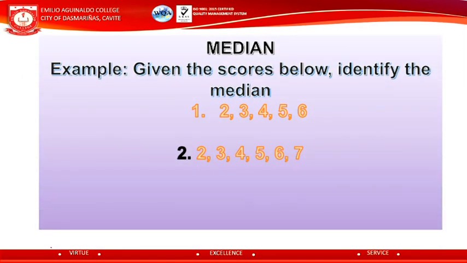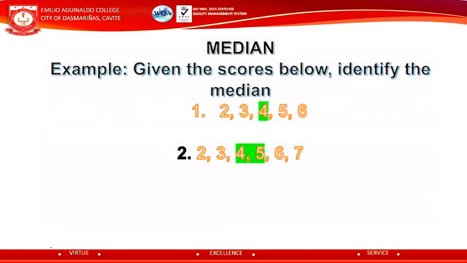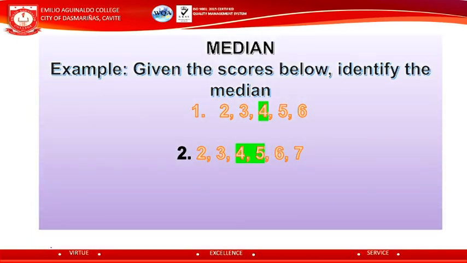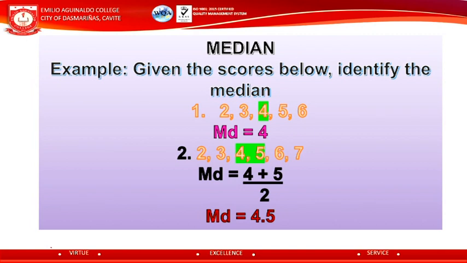So let us solve for the median also of this problem. So example number 1 again. We have 2, 3, 4, 5, 6. It is already arranged in ascending order. So we can say that 4 is our median. And for example number 2, we have 2, 3, 4, 5, 6, 7. Then the median will be 4 and 5. But again, we cannot have two medians. That's why we have to add them together and then divide by 2 to find the average. Just like this. Then the new median will be equal to 4.5.